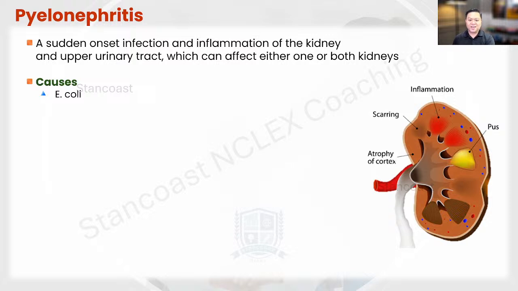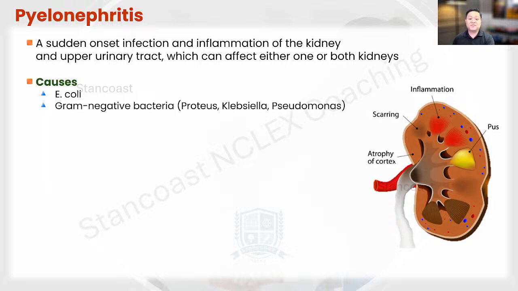So the journey of the E. coli in the urinary tract: the E. coli can adhere to the bladder wall, or it can enter the urethra and eventually ascend to the kidneys and also cause the infection. Now, while E. coli is the most prevalent, there are also other bacteria that can cause pyelonephritis.